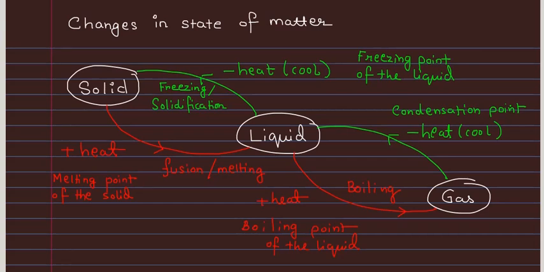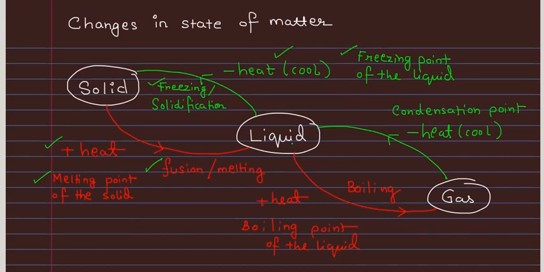So if you review it once more, when we have a solid and we convert it to liquid, the temperature at which this happens is known as the melting point. This process is called fusion or melting, and for that we need to heat the solid. And when we are trying to convert the liquid back to solid, we need to cool the liquid. This process is known as freezing or solidification, and that particular temperature at which the liquid converts back to solid is called the freezing point of the liquid.